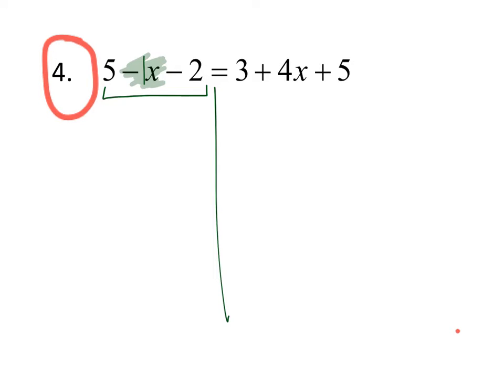But the other 2 do not have x values, so those 2 can be combined together. So I can combine 5 minus 2, and I get 3. And my minus 1x is just going to stay a minus 1x because there's nothing that we can combine it with.